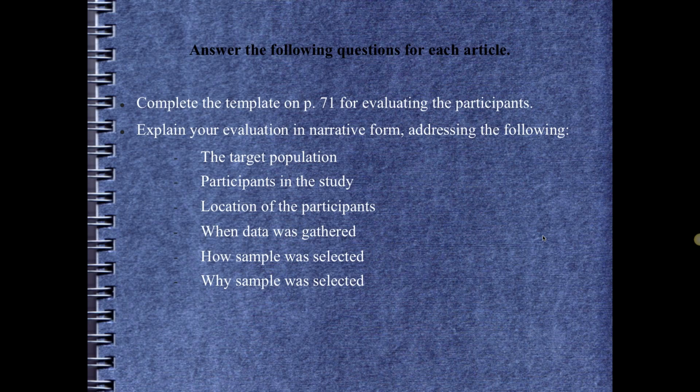Your template on page 71 says, target population, what is it? Can you identify the ultimate target? Then we say participants in the study. You're looking for who participated. Did they give you sufficient details? Did the participants appear to reflect the target population? First, the author is going to identify who they wanted their target to be. Now, did they really get participants that match that target?